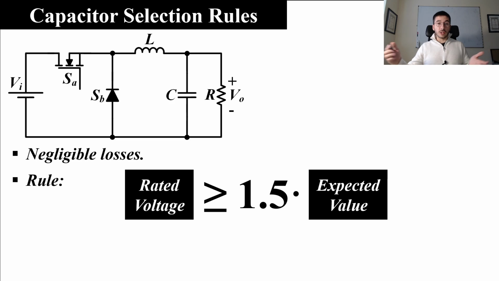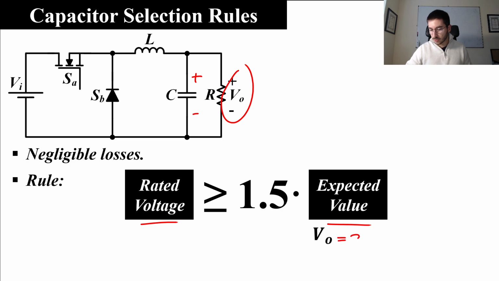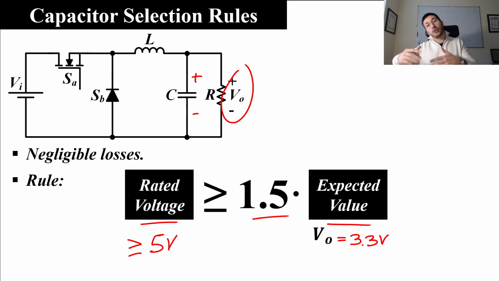So we only have one rule for choosing the capacitor, and that rule is that the rated voltage must be equal or higher than 1.5 times the expected voltage across the capacitor. What is the expected voltage across the capacitor? Well, it's simple, it's the output voltage. This is the voltage we have across that capacitor. So in our case, that output voltage is 3.3 volts. If we multiply this by 1.5, we obtain 5 volts. So we need a capacitor with a rated voltage of 5 volts or more.